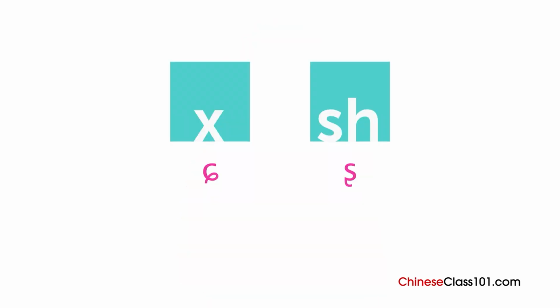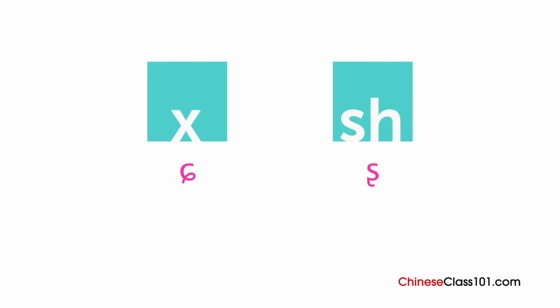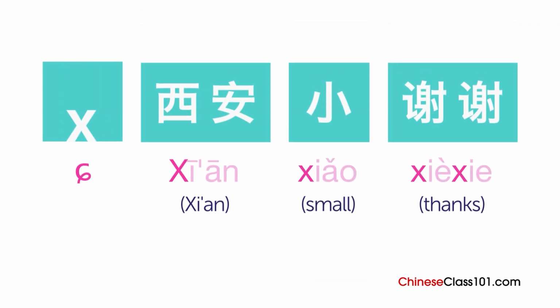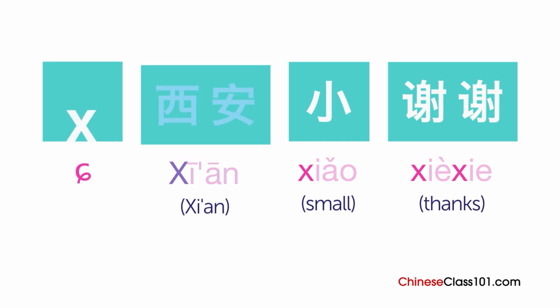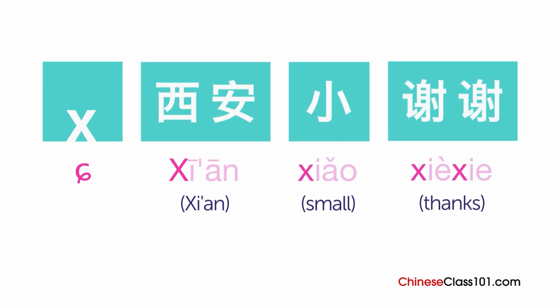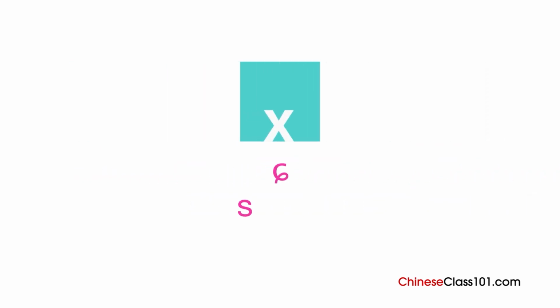attention. Both of these consonants sound like the sh in sheep. However, they're not the same. Be extra careful because it's essential that you distinguish between the 2 following sounds. The first sh sounding consonant is x, 西安，小，谢谢。 This sounds like an S sound mixed with a little bit of an SH sound.